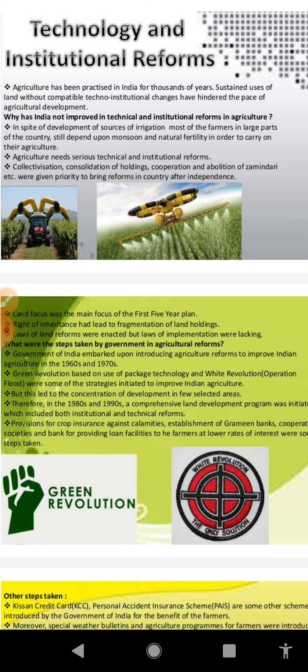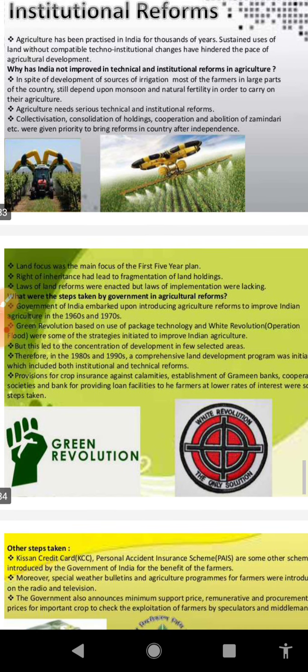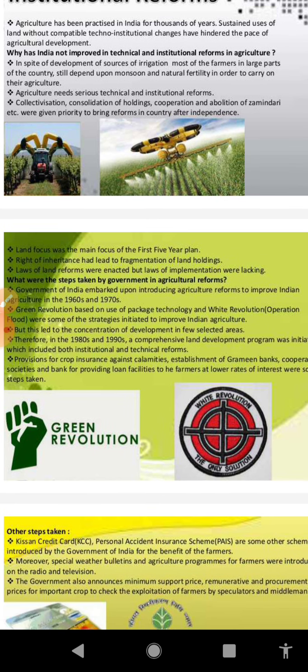Consolidation of holdings also occurred by promoting the cooperative movement. Nearly 60 million hectares of land have been consolidated so far. After that, credit reforms. With regard to the credit reforms, we know that in India, peasants were exploited by the landlords and also money lenders for centuries.